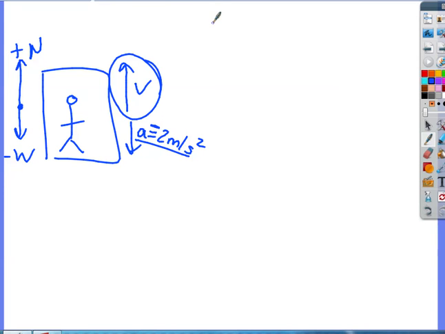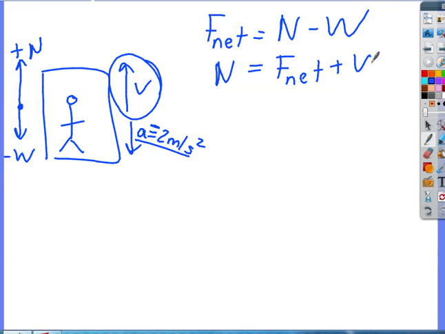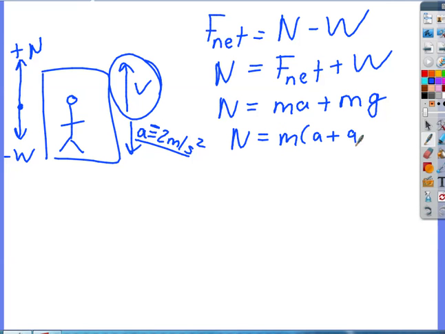So I still have the same formula. It's still F net equals normal minus weight. Normal equals F net plus weight. Normal equals MA plus MG. Normal equals M times (A plus G). But how do I plug it in now? I'm going to still keep this as a 50 kilogram person. It would be 50 times (negative 2 plus 10).